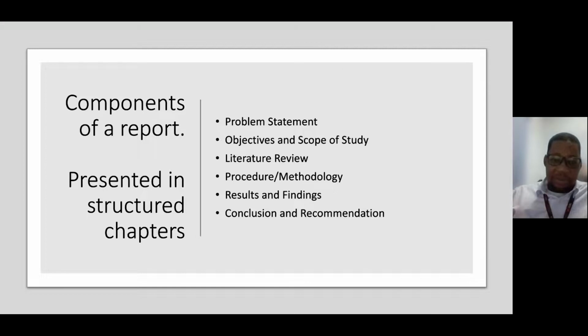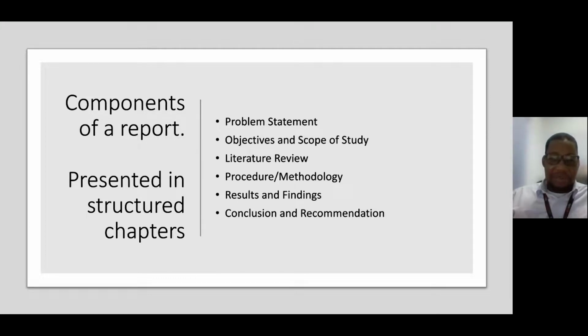So these components of the report are normally presented in structured chapters, in chapter 1, chapter 2, chapter 3, chapter 4, chapter 5, and so on and so forth. The chapters are just a stratification of the report. The university has got its own recommended structure, which you must strictly observe. But outside the university, that structure might change. So it's not a fixed structure outside the university, but within the university, it is a fixed structure.